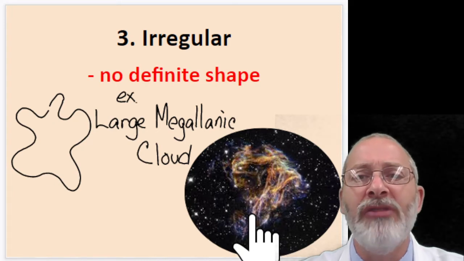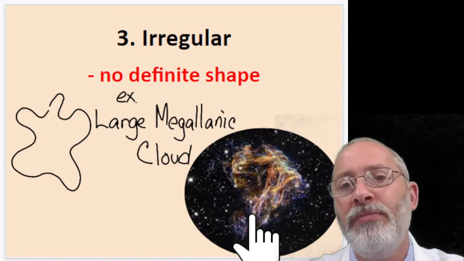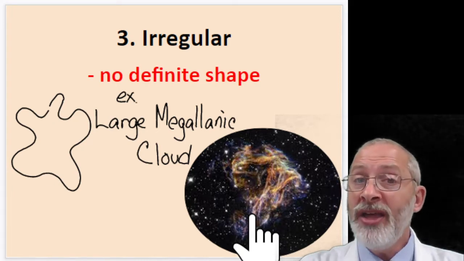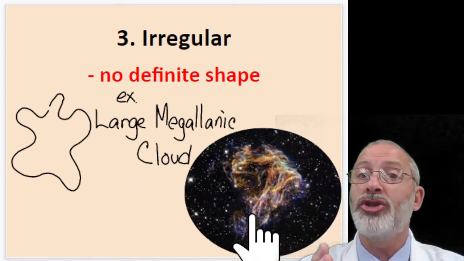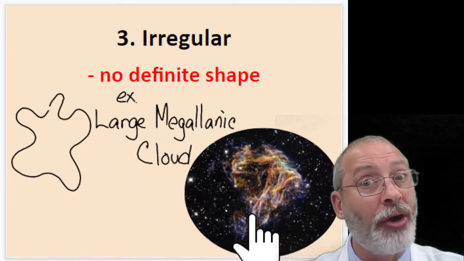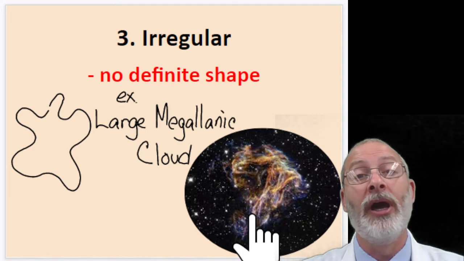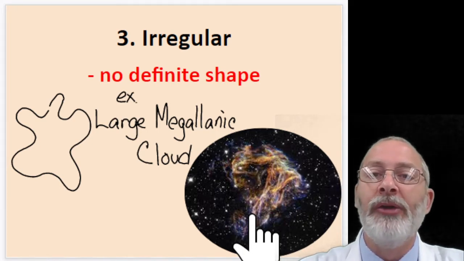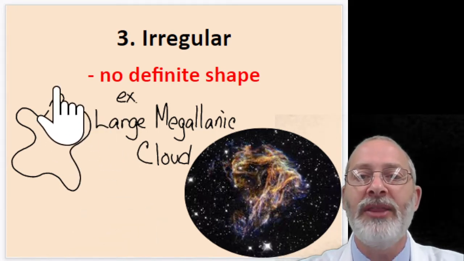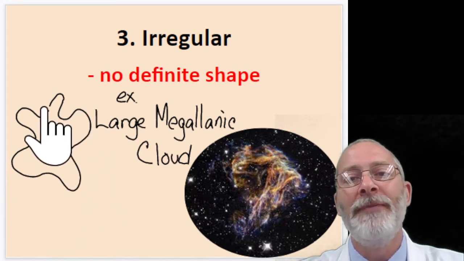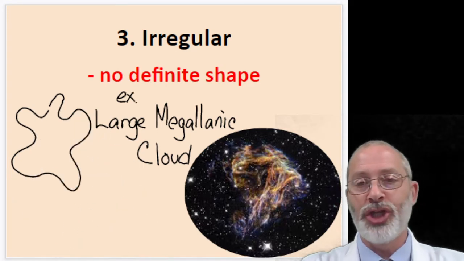Generally speaking, irregular galaxies might be those that are young, that haven't formed a structure yet, or those that are old and are falling apart. But irregular galaxies, like the Large Magellanic Cloud, have no definite shape.